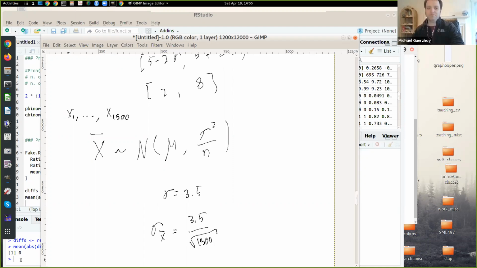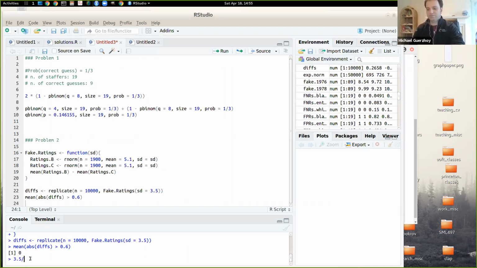So 3.5 divided by the square root of 1900 is 0.08. So you would not expect the mean of ratings B to vary by more than twice that, which is why a difference of 0.6 is quite large in this case. Okay.